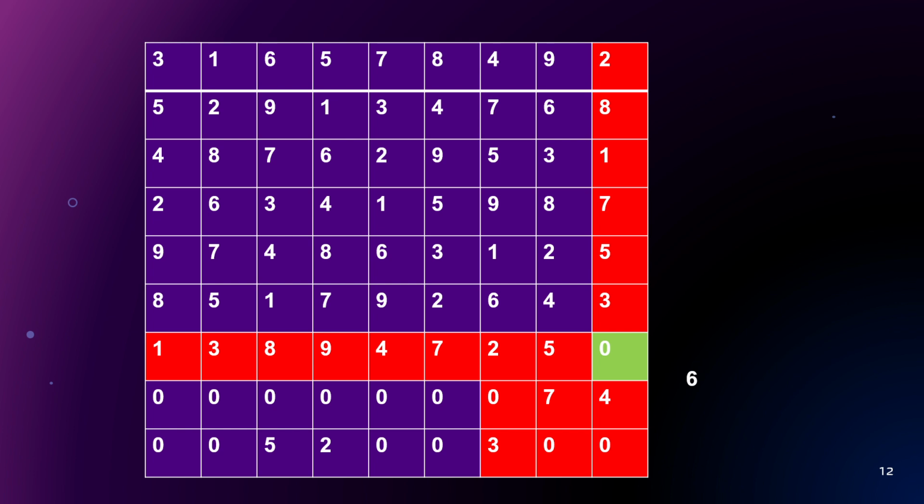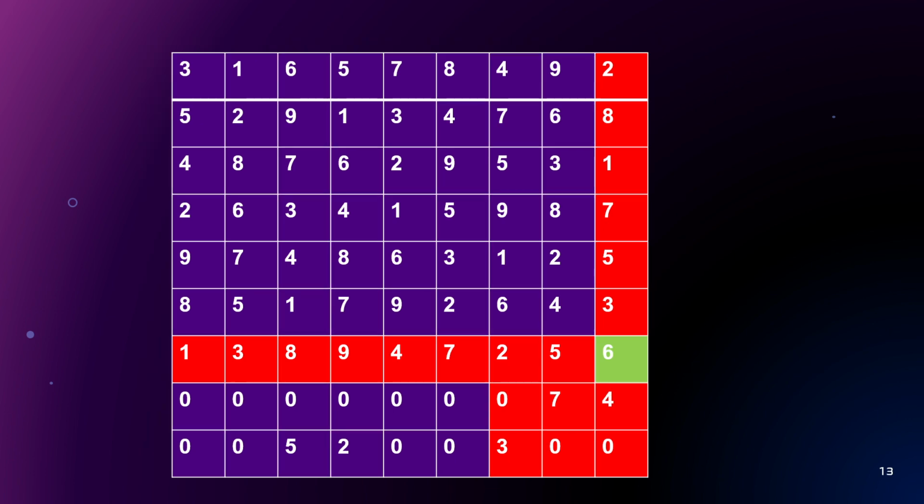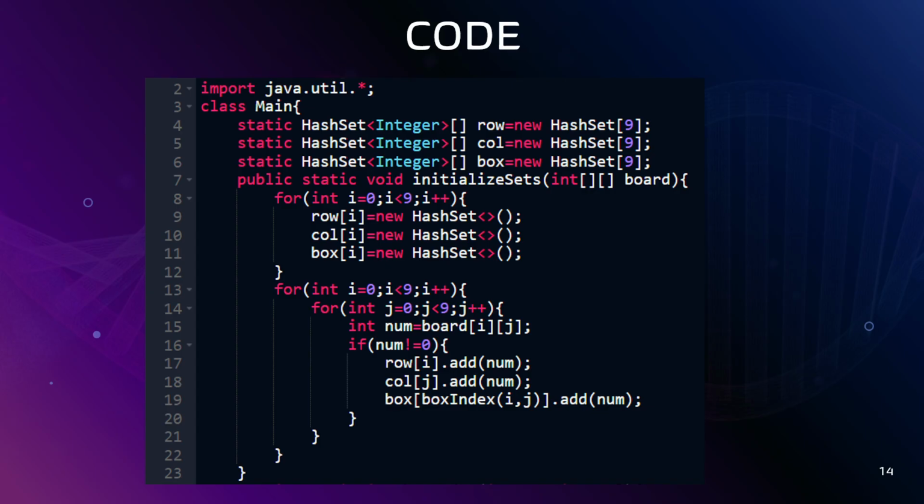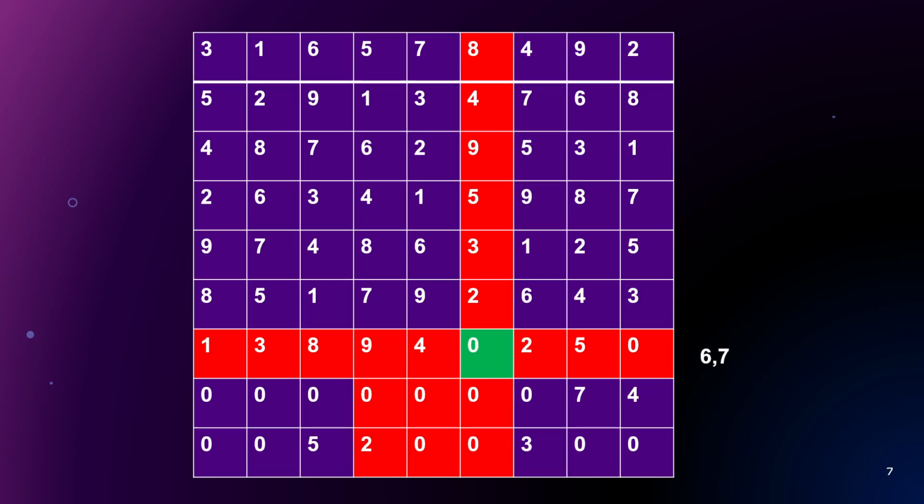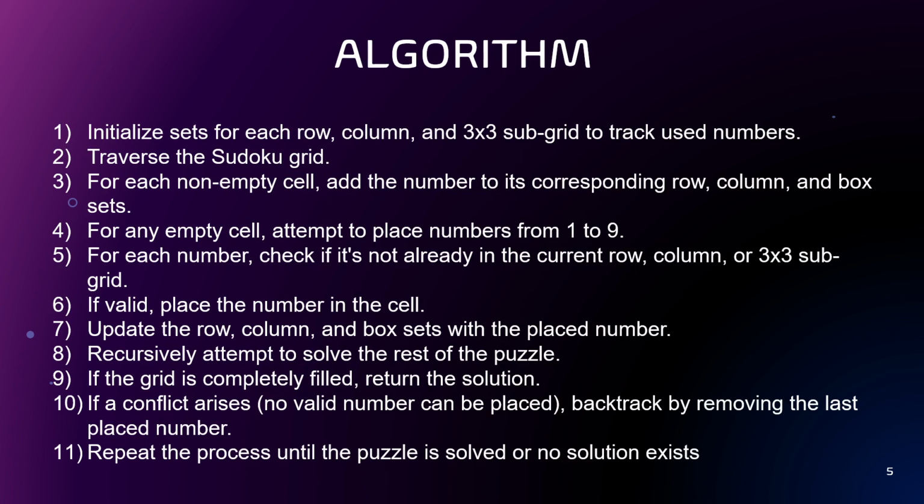So now I will be replacing the value 0 with 6, and after replacing it, our task is to add it to the corresponding hash set. So 6 is present in the 7th row, 9th column and 9th 3 cross 3 subgrid. So we will be adding it to the corresponding hash set. So this will be the approach that we follow in order to solve this Sudoku puzzle. So this is the actual algorithm where we will be recursively attempting to solve the rest of the puzzle. And after that, if the grid is completely filled, we will be returning the solution, which means that we have completed the Sudoku puzzle.